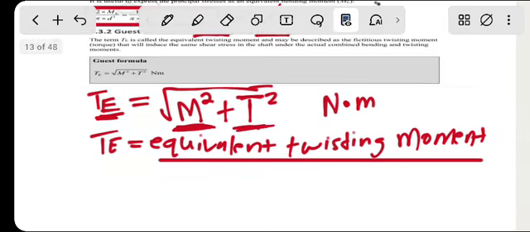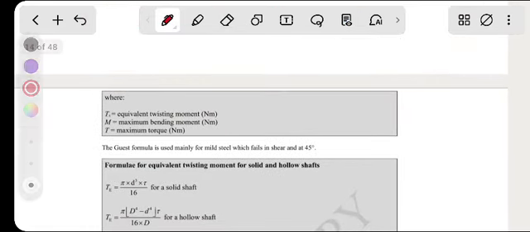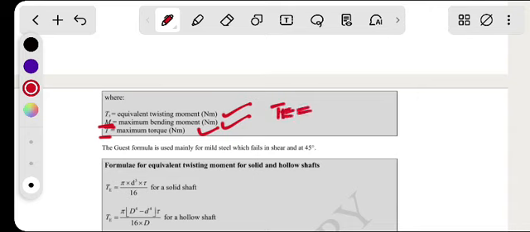It's measured in Newton meter. As you can see, TE is measured in Newton meter. It's the equivalent twisting moment. M is the maximum bending moment, and T is the maximum torque. You know our formula. It's a combination, guys, of the bending moment and the torque.